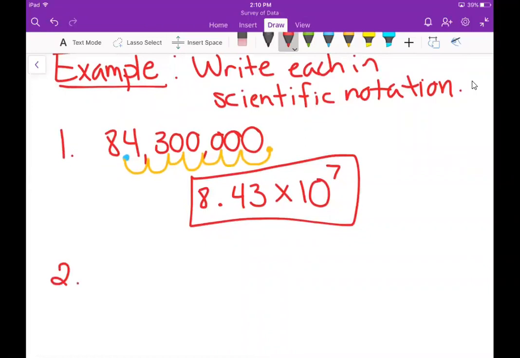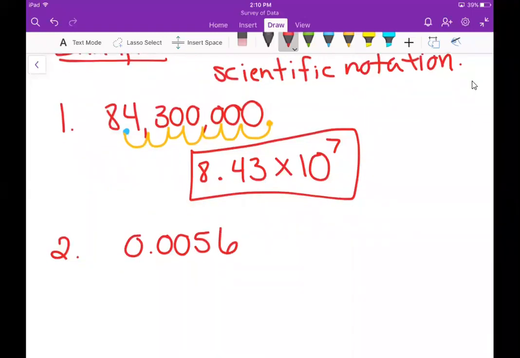See if you can do this one. Can you put 0.0056 in scientific notation? Your current decimal is there. You want your decimal behind that first non-zero number. You want it behind 5 so that my n is a 1-digit number in front of the decimal place. So I need to move 3 times. That means I'm going to have a power of 3 on 10.